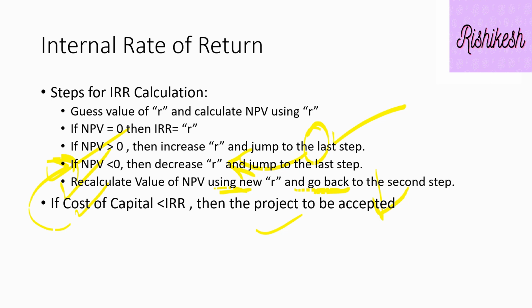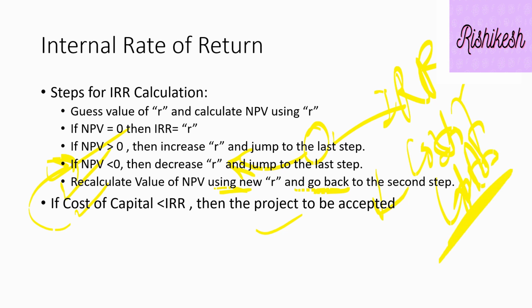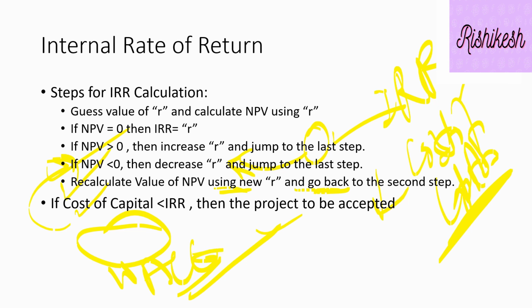Now the decision rule is if the cost of capital is less than IRR, means IRR is greater than the cost of capital, then the project is to be accepted. Cost of capital is what? If you remember, this is WACC. Right, this is WACC. If IRR is greater than WACC, that is cost of capital, then the project is to be accepted. This means that your project is going to give you greater returns as compared to if you'd have done your investment in some other means. That is what is called the cost of capital. So if your IRR is greater than the cost of capital, means the project is going to give you a higher return. So you have to accept the project as such.